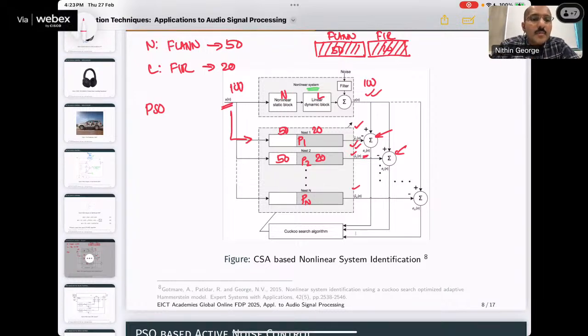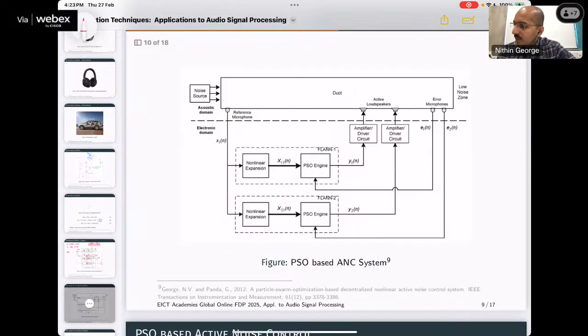But that problem is not very easy in an ANC problem because of multiple reasons. I will tell you why. So what happens is I have sound which is produced from here and the sound is passing through here. It's going like this. Okay. And now my objective is similar to the nonlinear system identification which we did earlier. We want to formulate this problem as a multi-agent optimization problem.